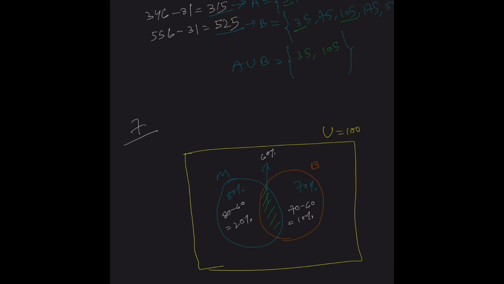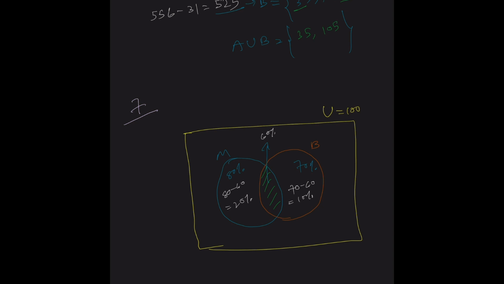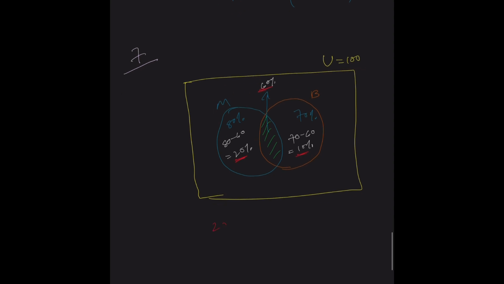Now, if we add these numbers, add this 20%, 60%, and 10%, we'll find the number of students who passed in at least one subject, right? So if we add 20 plus 60 plus 10, it would add up to 90, right? So 90% of the students passed at least in one subject. So they either passed in math, they either passed in Bangla, or they passed in both Bangla and math.